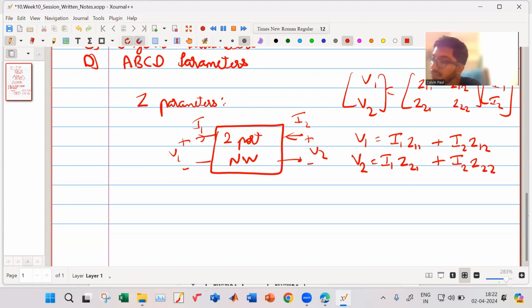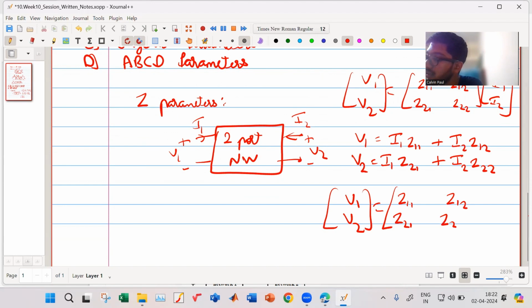To write it simply, you write it in terms of matrices. So you write it like this. V1, V2 is equal to Z11, Z12, Z21, Z22, I1, I2. Okay. Any doubts in this? No, sir. So you must remember how it is coming, right? Z11 into I1 plus Z12 into I2 is your V1. Similarly, your V2 is Z21 into I1 and Z22 into I2. So these two equations, we are combining in the form of a matrix. In matrix representation, it is coming.